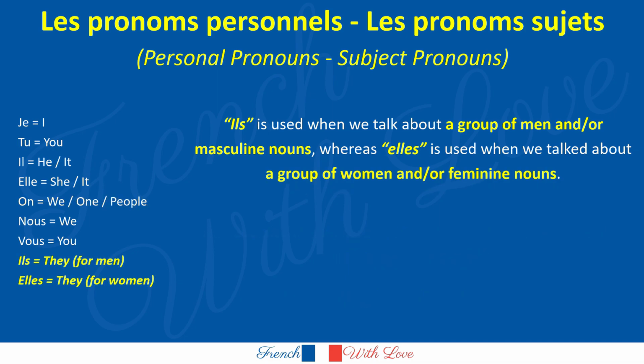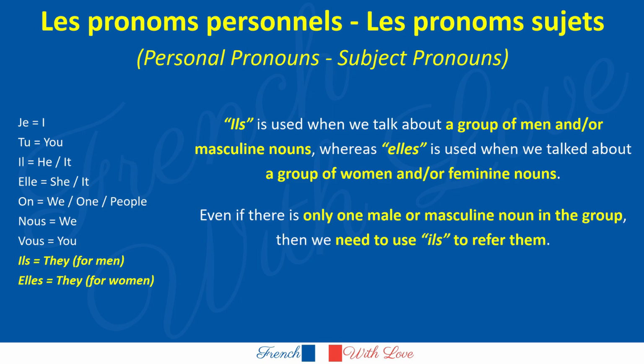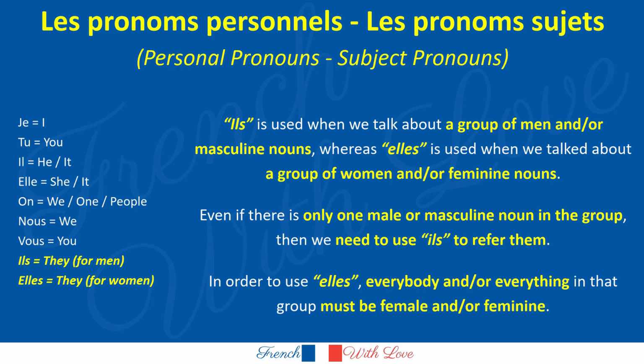Ils is used when we talk about a group of men and or masculine nouns, whereas elles is used when we talk about a group of women and or feminine nouns. Even if there is only one male or masculine noun in the group, then we need to use ils to refer to them. In order to use elles, everybody and or everything in that group must be female and or feminine.